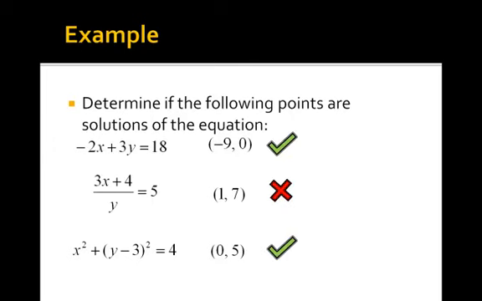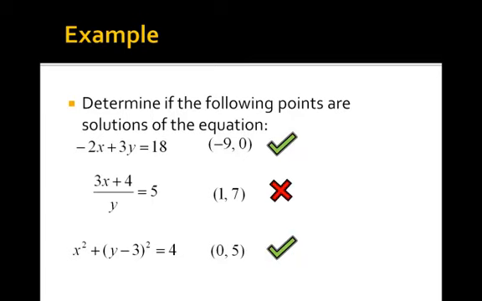It turns out that the first one is a solution of the equation. Again, imagine plugging -9 in for x and 0 for y. And you'll see that you get the expression 18 equals 18. Now, the other two are a little bit more complicated equations. And it turns out that when you try and plug in (1, 7) into its equation, that one doesn't work out. So I know that (1, 7) did not come from that one.